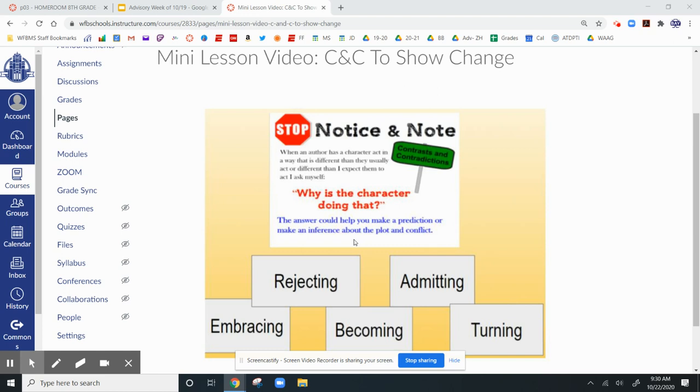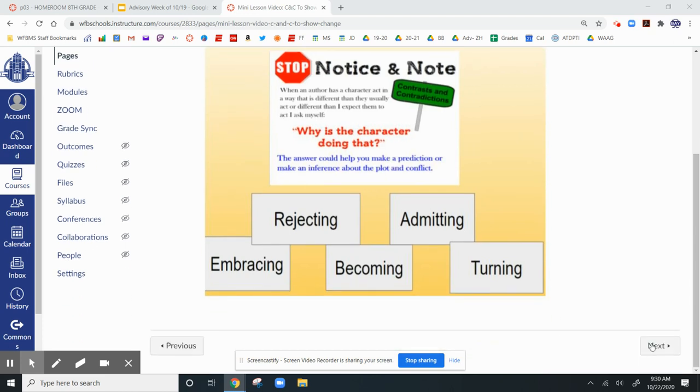So anytime that the memoir author in your book is embracing something new, rejecting something old, becoming something new, admitting a mistake, or turning in terms of their behavior or their attitude, that's a good time to mark that C&C signpost. They're acting differently than what you'd expect from earlier in the book, and that's going to formulate your reader response for today.